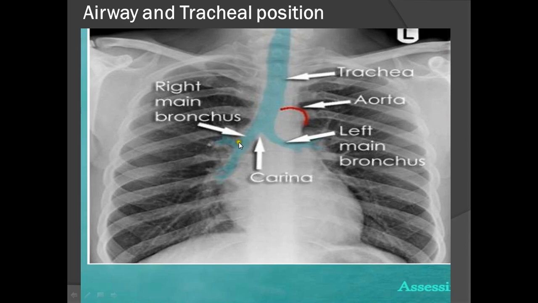So due to this orientation, the right main bronchus has an eparterial bronchus, which is called the superior lobe bronchus. Then comes the aorta. This is the aortopulmonary window and trachea.